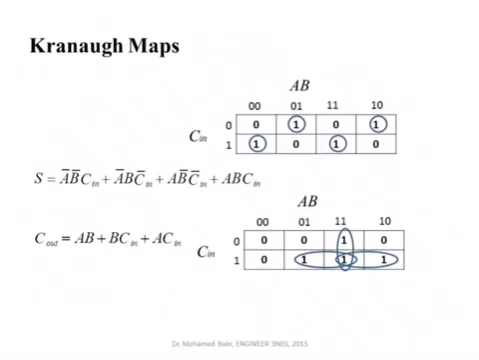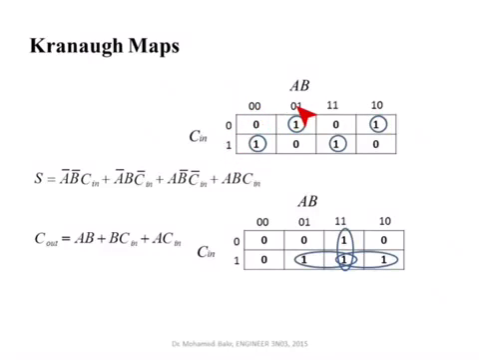So for the full adder, we have to build 2 Karnaugh maps. One is for the sum. So this is a Karnaugh map for the sum, and this is a Karnaugh map for the carry out. Okay, remember, a full adder receives 3 inputs, A, B, and Cn, and it creates 2 outputs, C out and the sum.